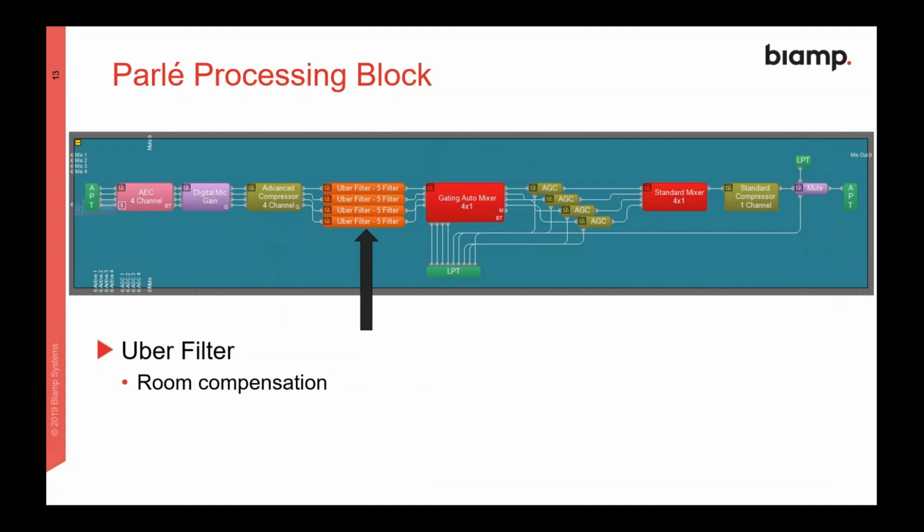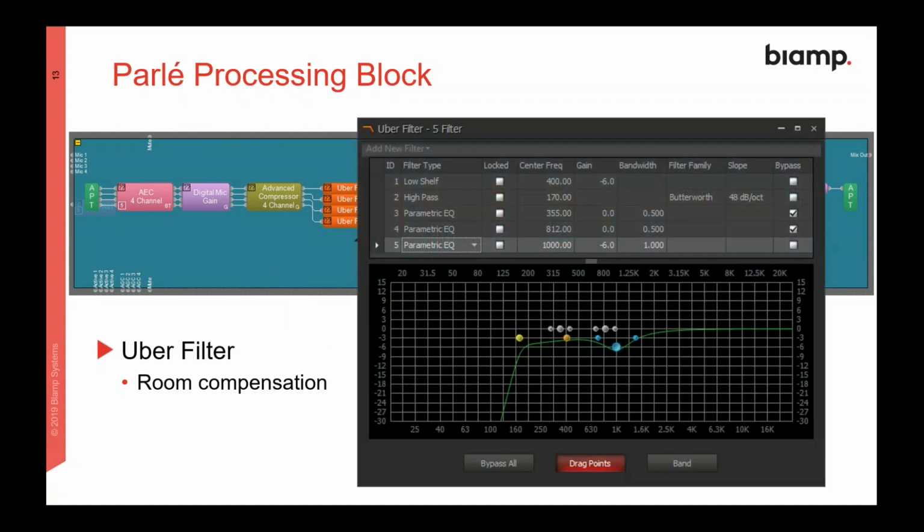So next in line, we have some EQ. These are 5-band Uber filters built into the block. And we have the preset EQs that we've determined work well with the microphone in different conditions. We tested this in quite a few rooms, and we've gone back and looked at quite a few of the cases where we've done room tunings in progressively noisier and noisier rooms.